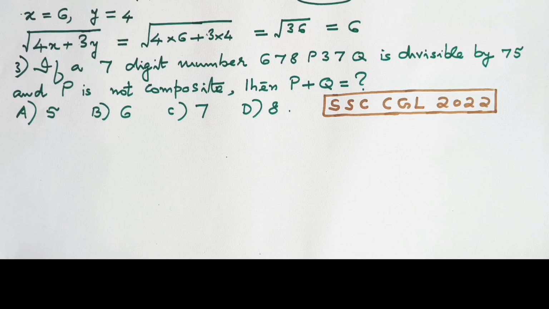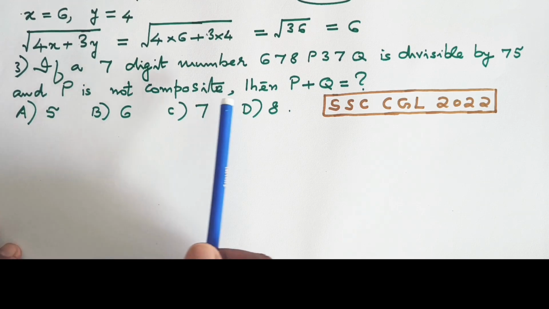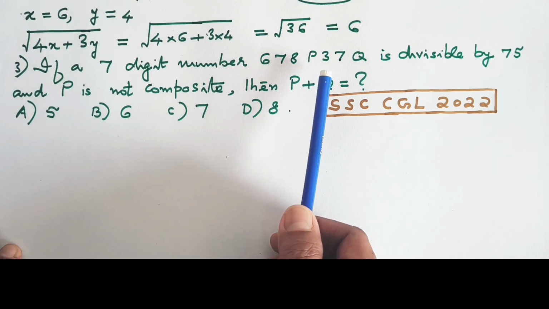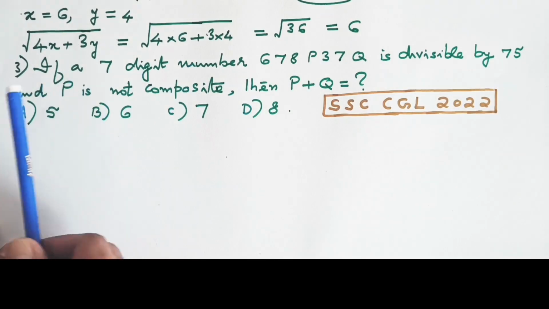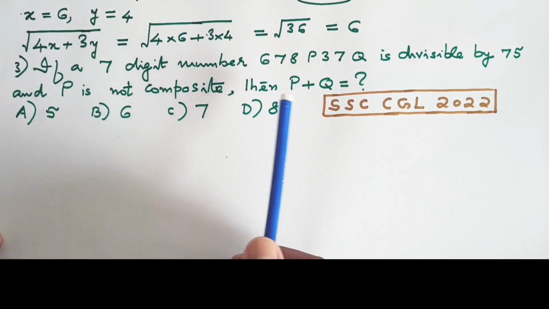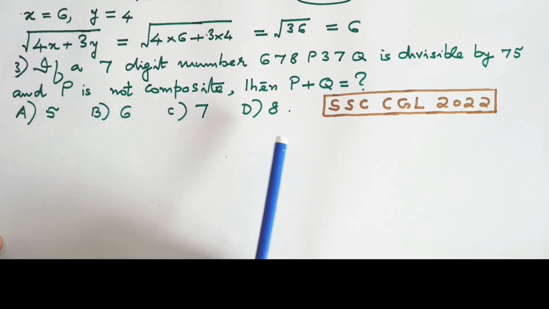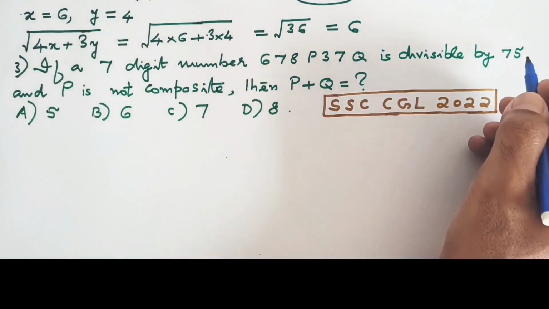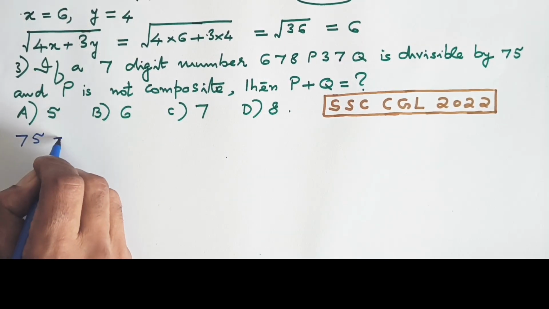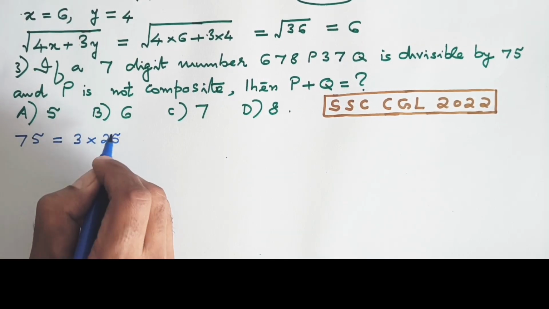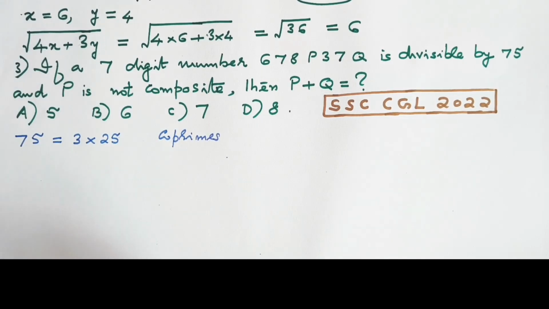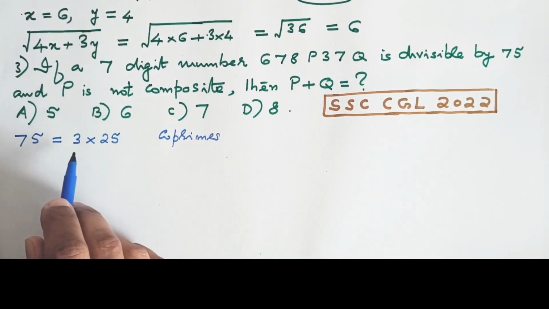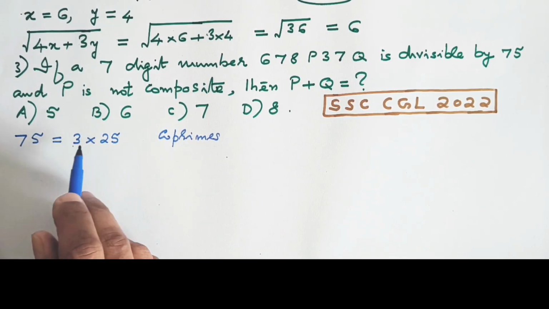The third question is this. If a 7-digit number 678P37Q is divisible by 75 and P is not composite, then P plus Q is what? These are the four options given. Like I said before, in all problems of this kind, this number 75 we will write as product of two co-primes. Co-primes, as I said before, are numbers with no common factor. You can see there is no common factor.